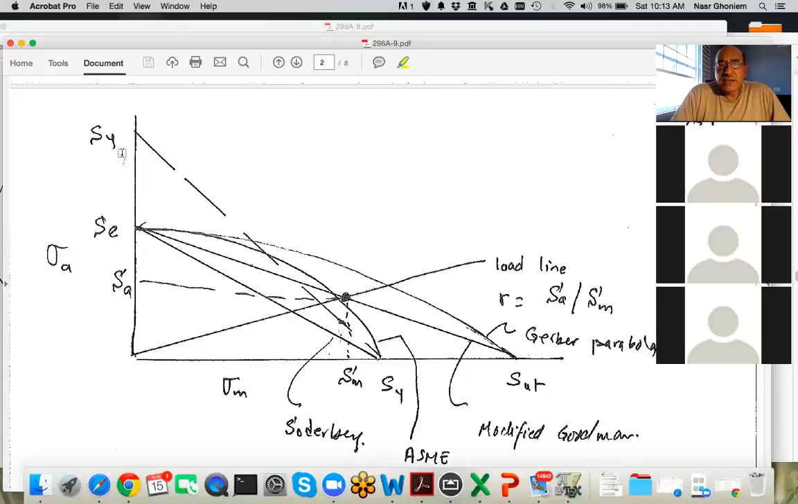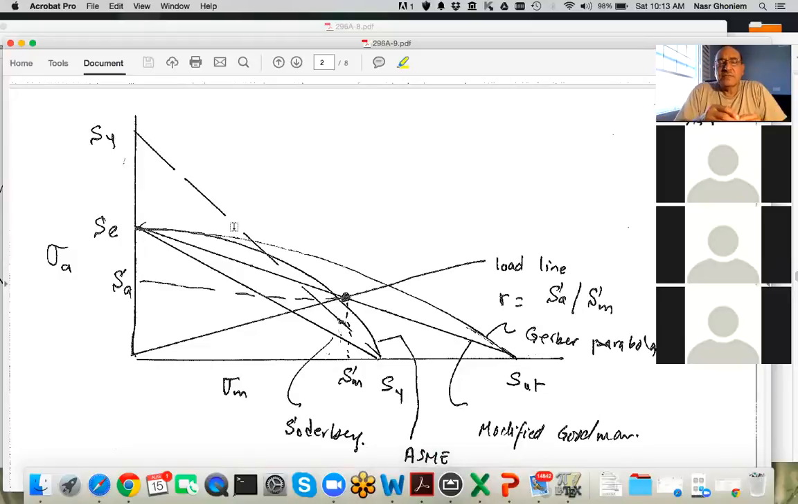One additional line is the line that goes from S yield on the vertical to S yield on the horizontal. This line is called the Langer line. And the meaning of the Langer line is that at any combination of alternating plus the mean, you shall not exceed yield, because we know that the total stress is the mean value, and then you add to that the alternating value on top of this.